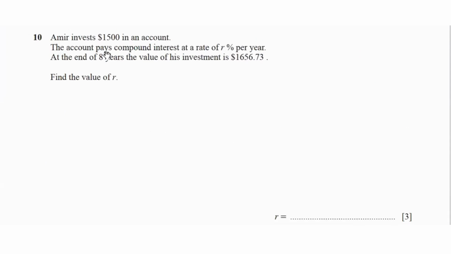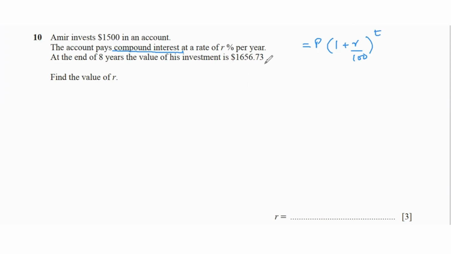Question 10 says, Mir invests $1,500 in an account. The account pays compound interest at a rate of R% per year. At the end of 8 years, the value of his investment is $1,656.73. We need to find the value of R. So to find the value of R, we're going to use the compound interest formula. The compound interest formula is your principal amount or your initial investment multiplied by 1 plus R over 100, to the power of time.